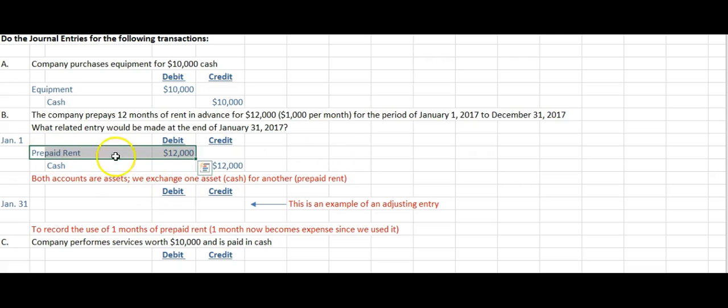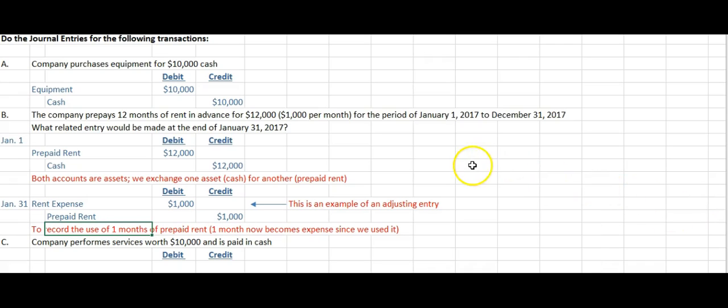At the end of January, we've used how much of this $12,000? We've used the equivalent of $1,000 worth, right? So we're going to go ahead and do what we call an adjusting entry. We're going to adjust the prepaid rent. We're going to recognize the rent expense for 1 month, right? What's one month equivalent of rent expense of $12,000? Well, that's going to be $1,000, right? It says it here, $1,000 per month. And so we're just going to bring our asset prepaid rent down by $1,000, okay?